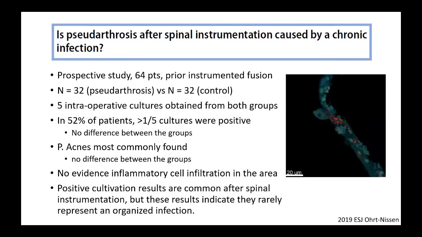So they were undergoing surgery for PJK, implant removal, or curve progression. They found that in 50% of patients, more than 1 out of 5 cultures were positive. There's no difference between the groups. If they had more than 2 out of 5 positive, they did undergo fish hybridization analysis, and this showed bacterial aggregates without any inflammatory cells.